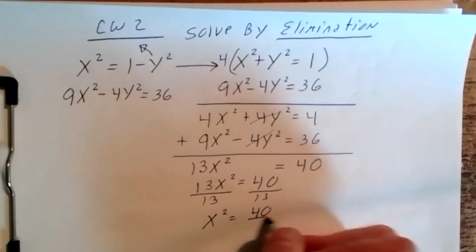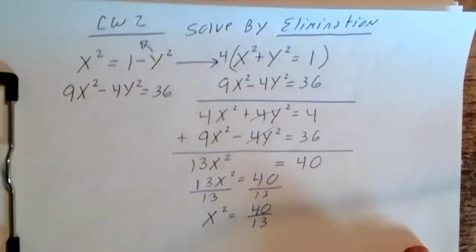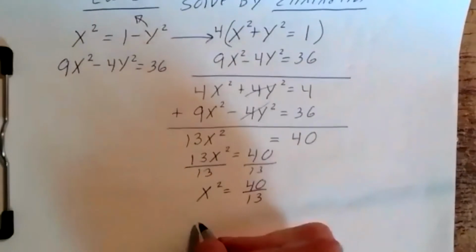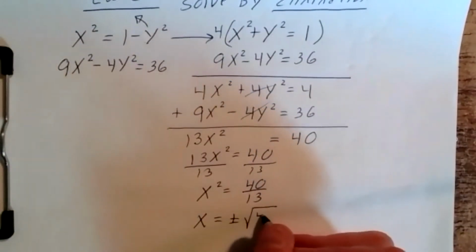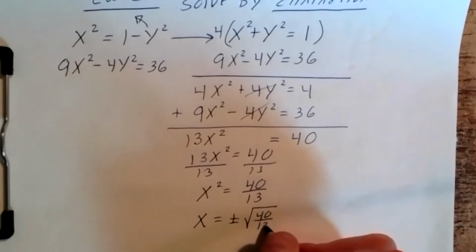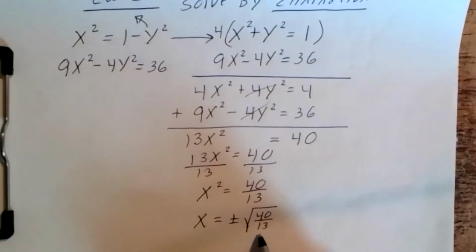Over here on the right side, 40 13ths is not a perfect square by any stretch of the imagination. But anyways, if you solve for x, you'll get plus or minus the square root of 40 over 13, which I'm just going to leave like this for now. I'm not going to simplify this yet. To try to find y, we would choose one of our equations up here and then substitute in plus or minus the square root of 40 over 13.